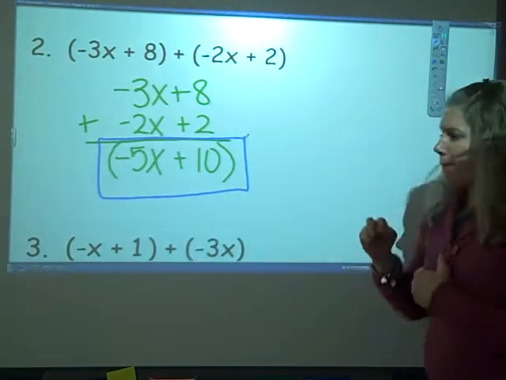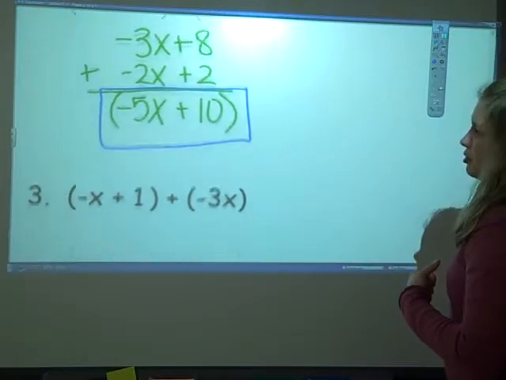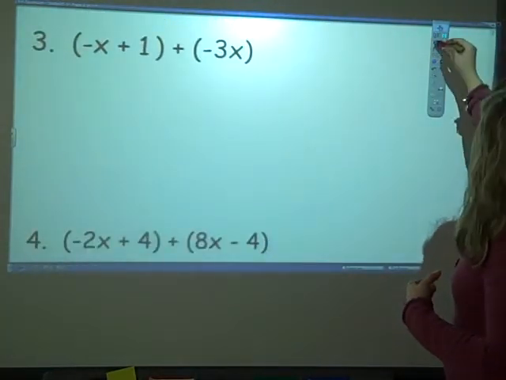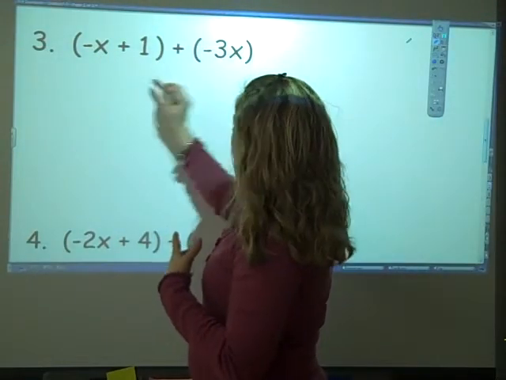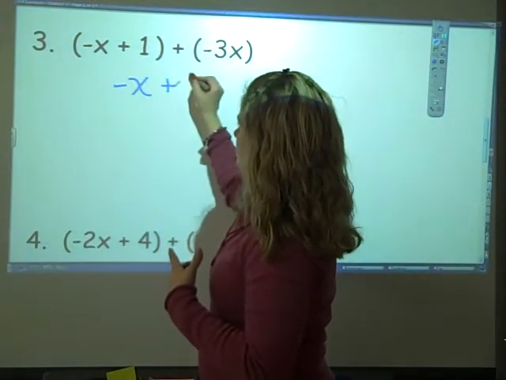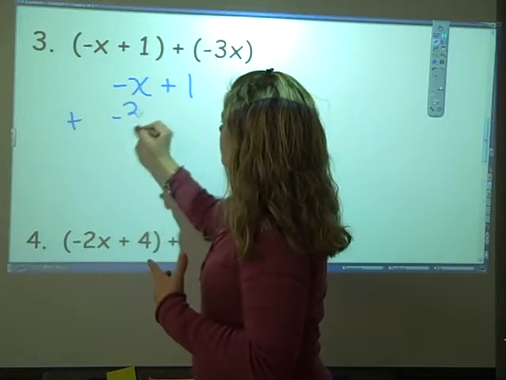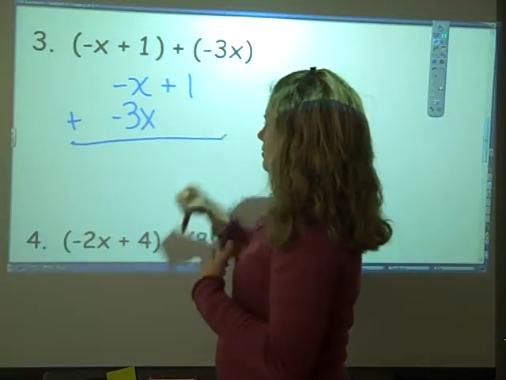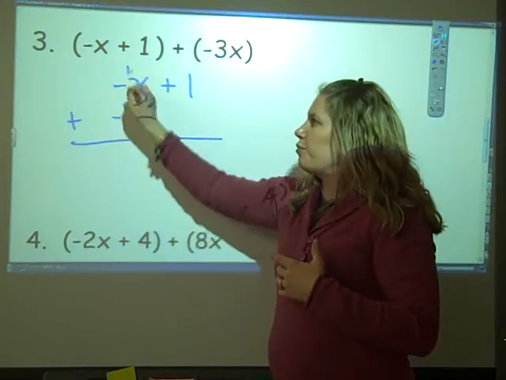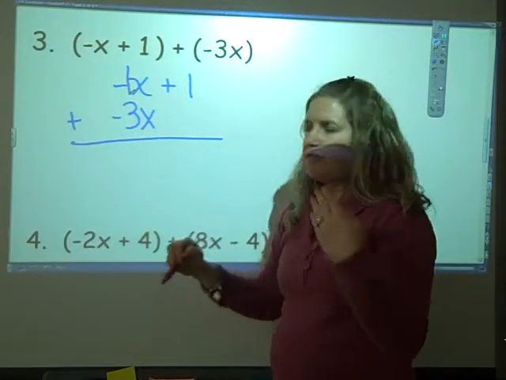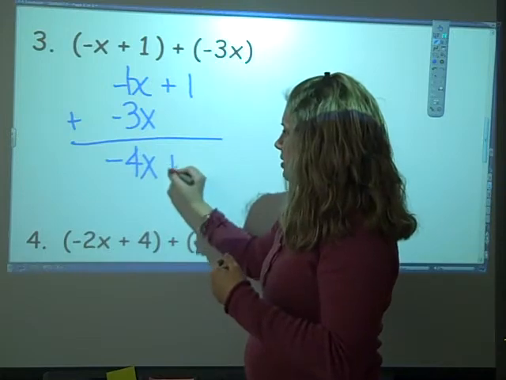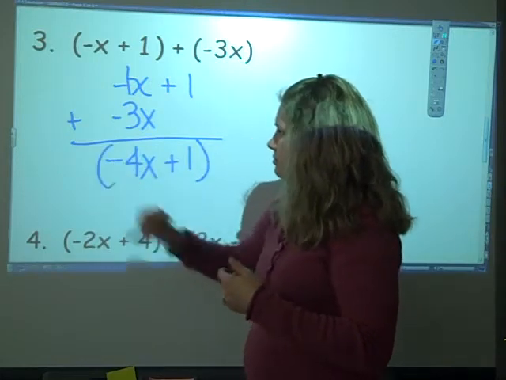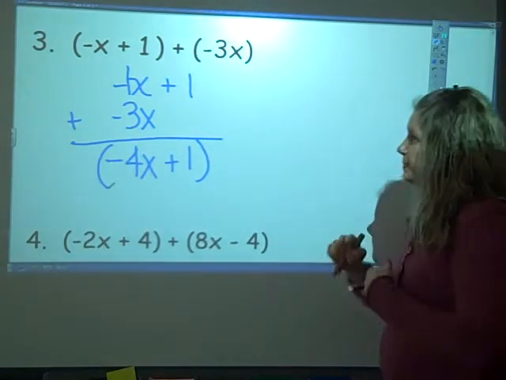There you go. All right, we'll do 3 more, and then we'll move on to one more topic, and we're done for this lesson. Negative x and negative 3x are going to line up. Negative x, this is a negative 1x. Negative 1 plus negative 3 is negative 4x. The 1 doesn't have to add with anyone, plus 1. That's it for that one.